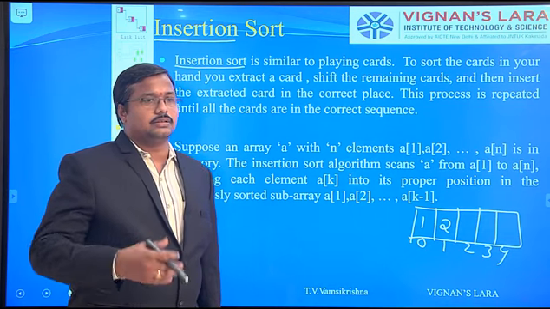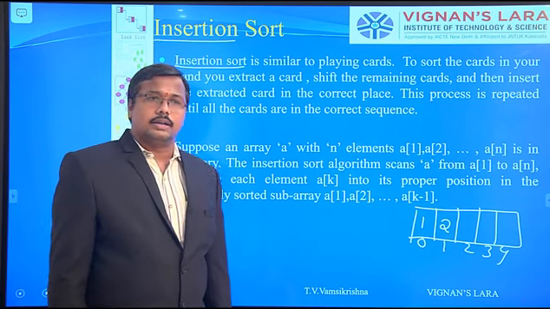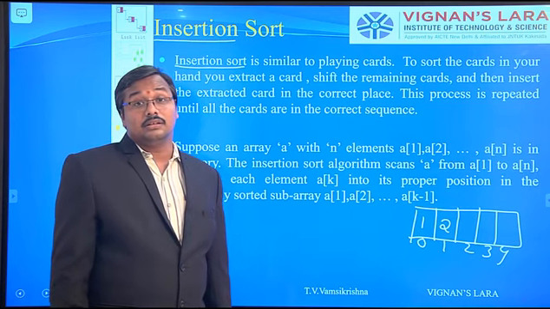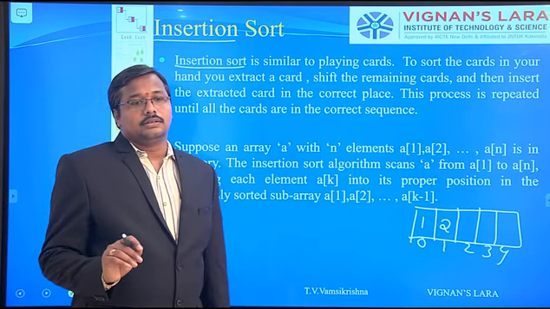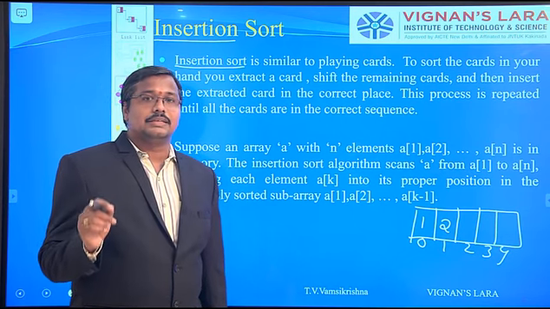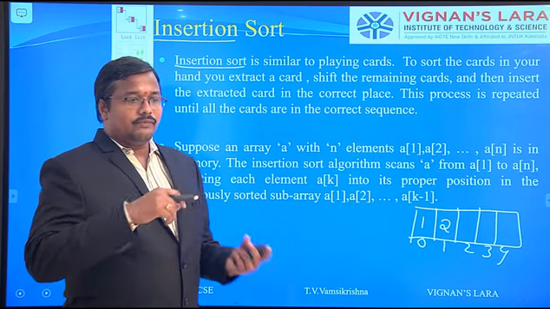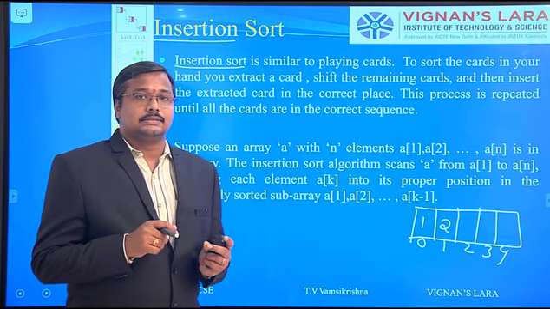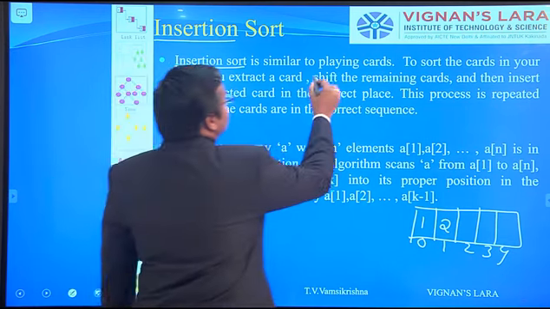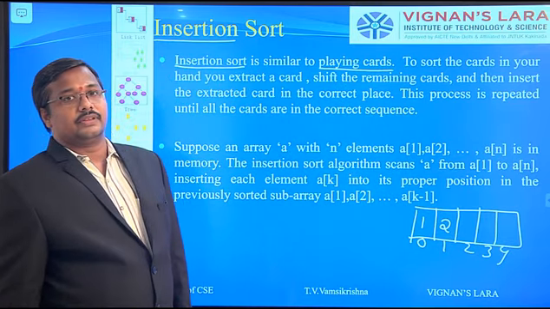I think in the mathematics subject of probability you already studied the heart symbol, diamond symbol and so on. Each symbol has 13 cards, starting from 2 to 10, and after that J, Q, K, A. Whenever we are arranging the cards, we are using the insertion sort pattern.